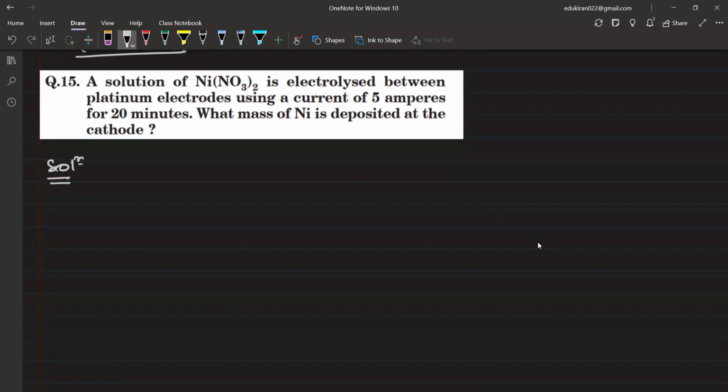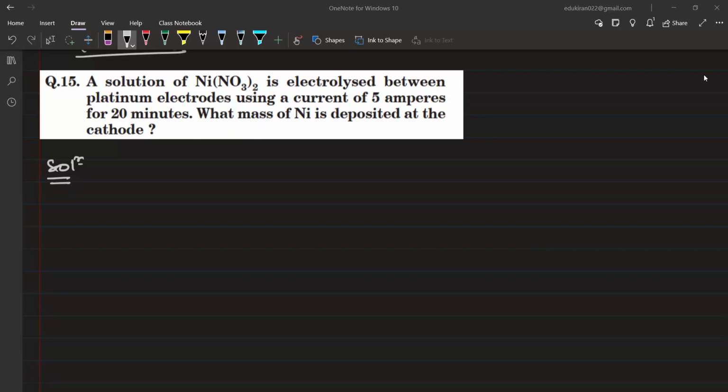In the previous cases, they were asking you about the charge that is required to convert from this to this. Now they are giving you the current and the time. From current and time, you will get the charge, and from that charge, you have to tell the number of moles. And then from that mole, you have to tell the mass. It's a bit lengthy, but the concept is the same here also.